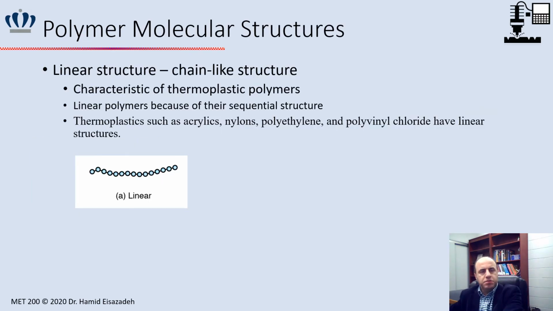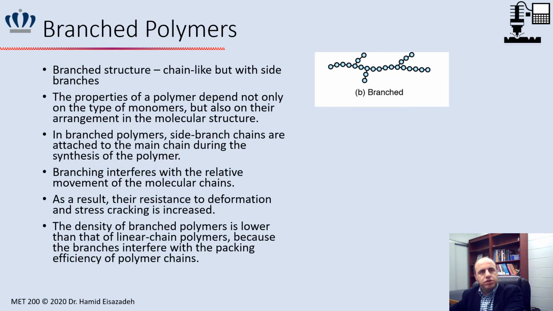The first structure is linear. The next category of polymer is the branch polymer, as you see the structure of the branch polymer here.